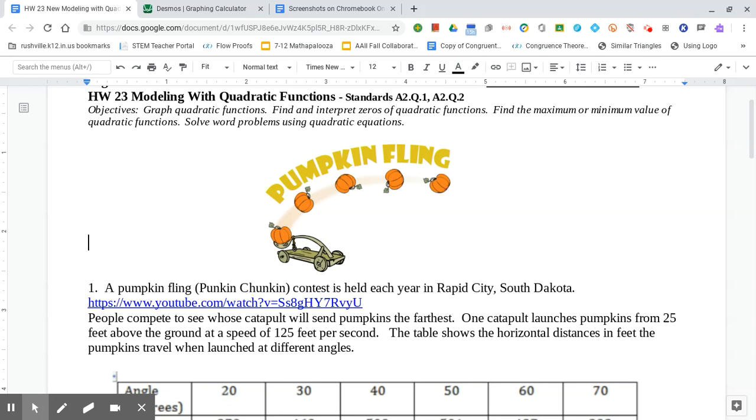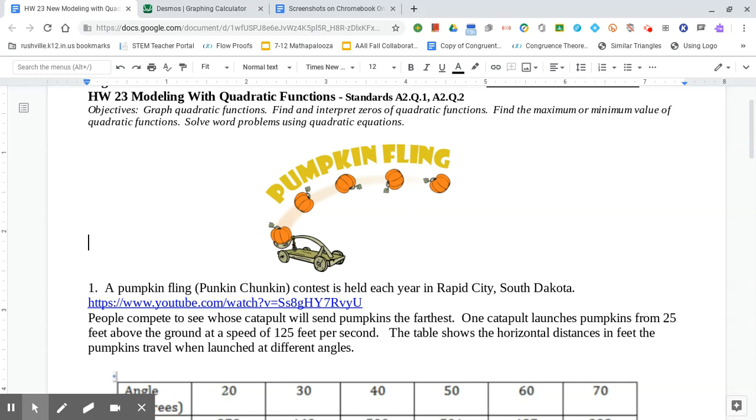So if I go too fast at any time, feel free to pause the video and rewind until you're ready to continue along. So we're going to jump in and look at a scenario called the pumpkin fling, which in South Dakota is known as pumpkin chunkin'. And there's a video here if you have the time. It's about 2 to 3 minutes long, and you can see some teams that have built some catapults and are competitively flinging some pumpkins across a field.